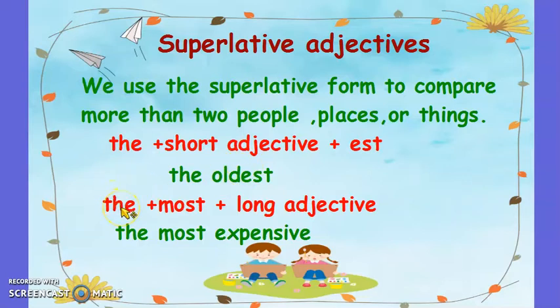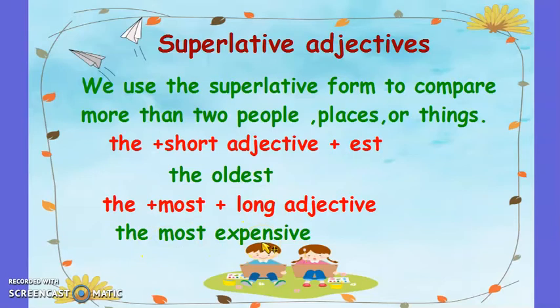What about the long adjective? Here we have the most plus the long adjective. So we add the most, then the long adjective. This is the example: the most expensive.